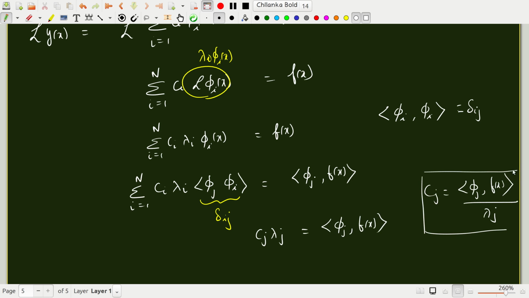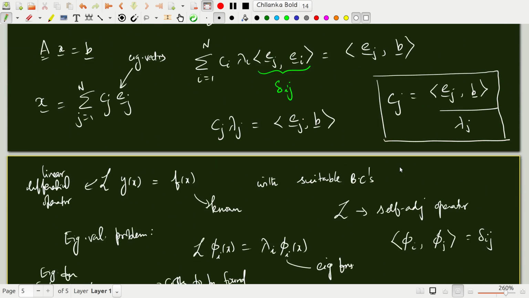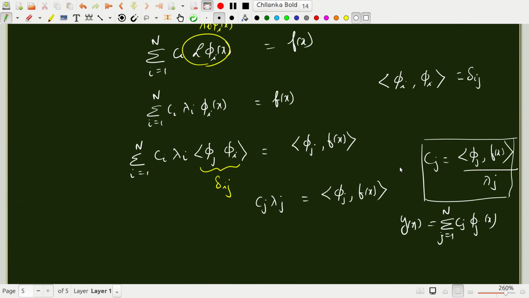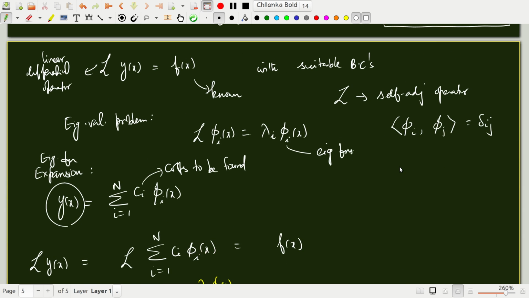This is the solution, because once you know what the cj's are, you can find the solution y of x, which is nothing but the summation of cj phi j of x. If you look at this procedure compared with the earlier procedure for a system of linear equations, there is nothing that has changed. The only detail that is different is the solution of the eigenvalue problem. This is a differential equation, whereas previously you had a matrix eigenvalue problem. But other than that, every step is identical.